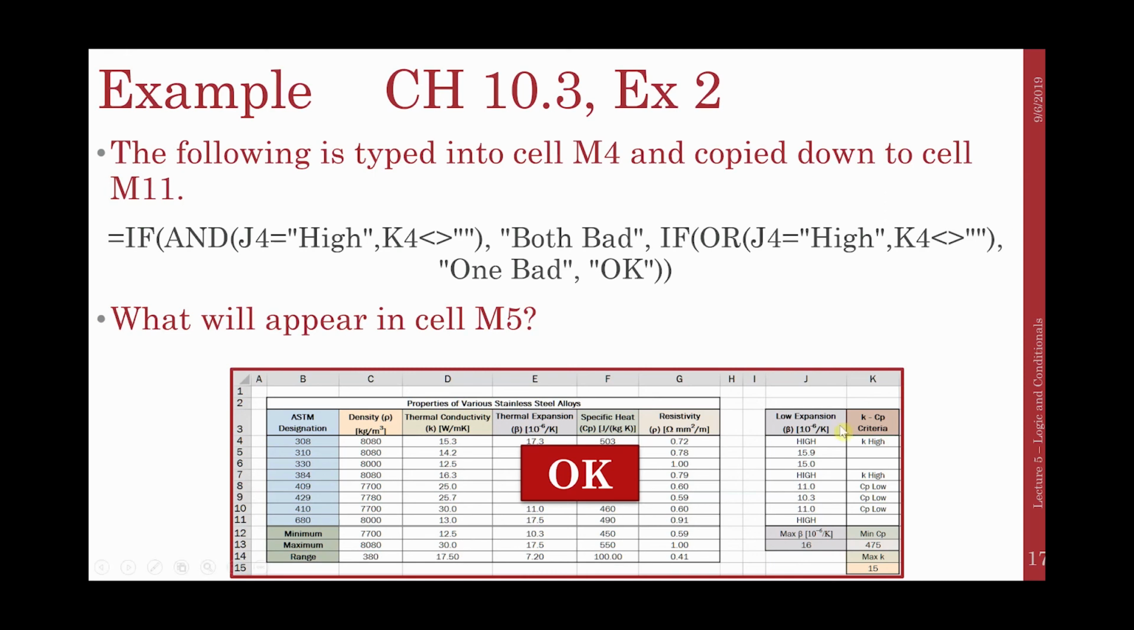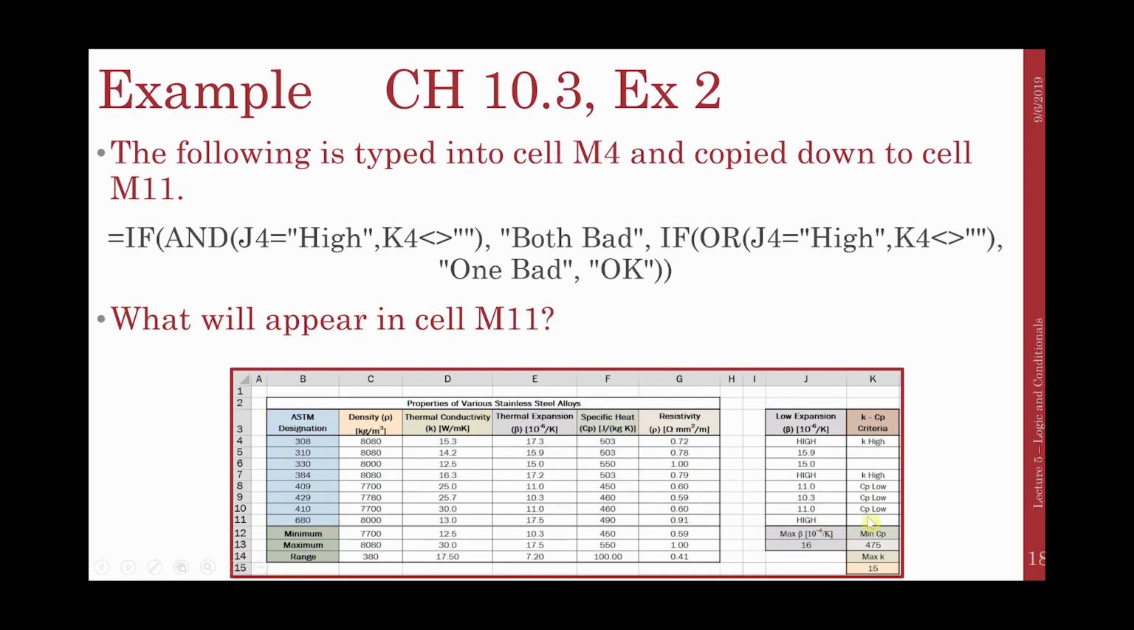So in M5, we'd be asking if J5 is equal to high and K5 is blank. Well, both of these are not true. K5 is blank, but J5 is not equal to high, so they're not both bad. So then we're triggering our second statement. J5 is not equal to high, which is okay, and K5 not blank is what I'm asking. K5 is blank, so that fails, and we get to the value of okay. Remember, this means not. So K5 not blank.